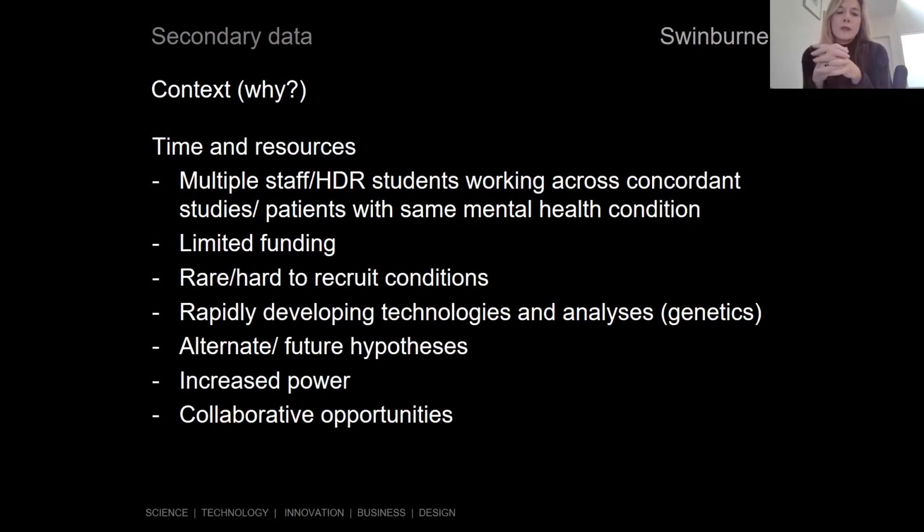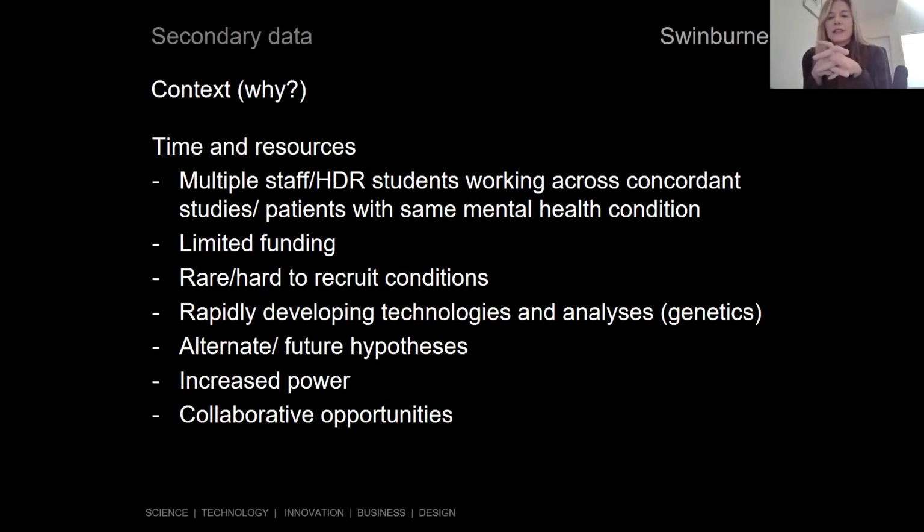So body dysmorphia is rare, but schizophrenia, not so much. But they're really hard to recruit. They're hard to engage. They're hard to get into the lab. They're hard to try and find in mental health systems.